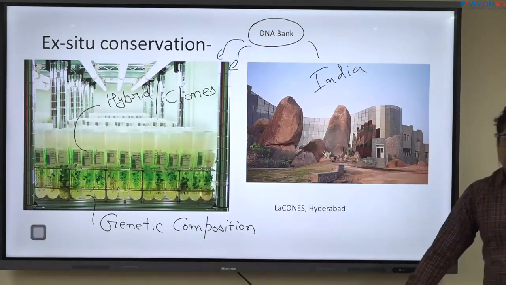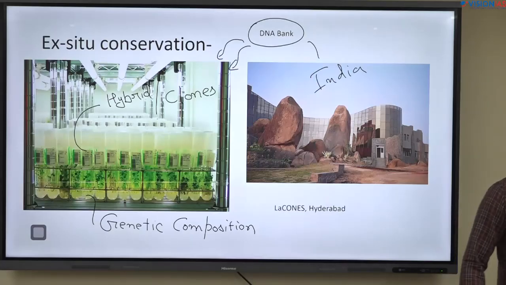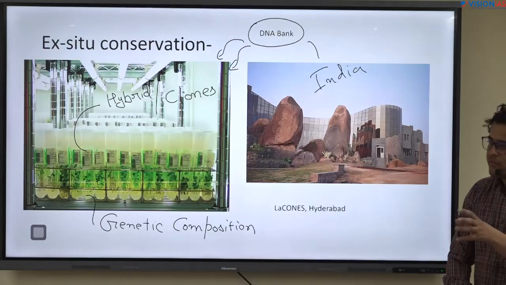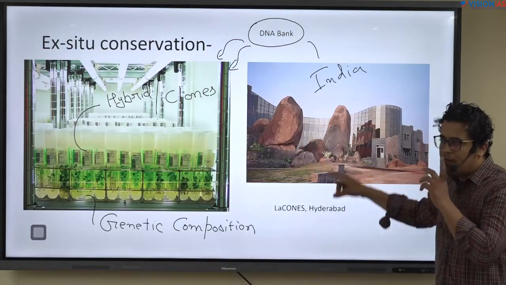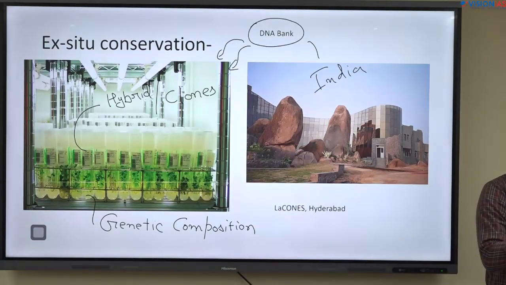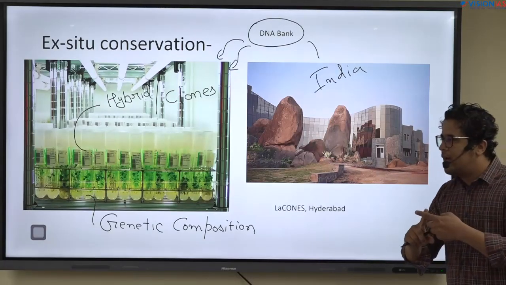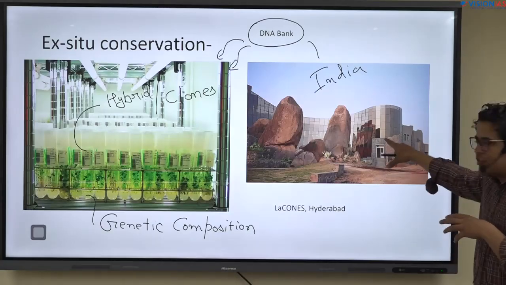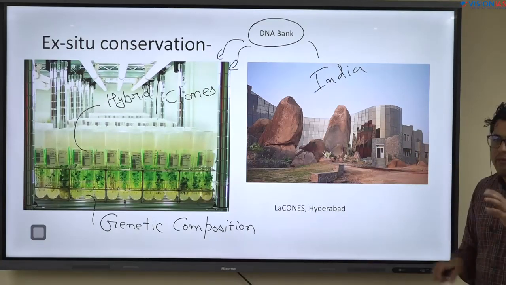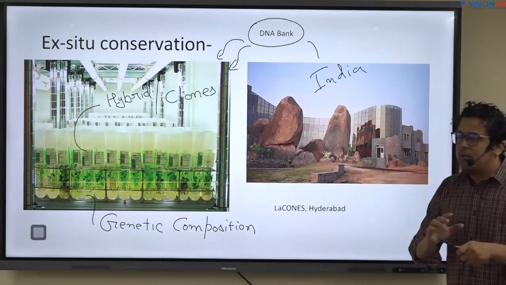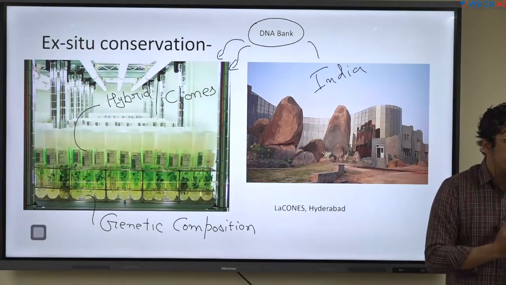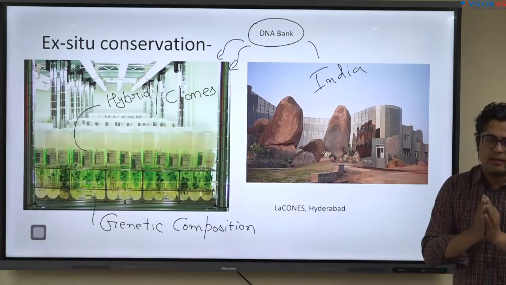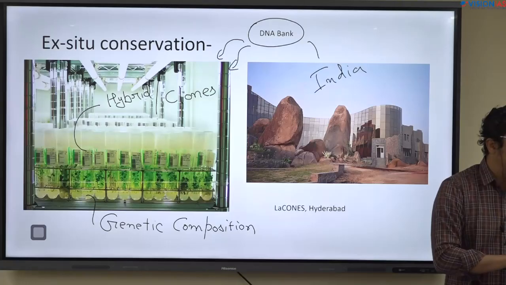So what is happening in LaCONES? DNA of most of the rare species has been stored here. DNA of most of the rare species of India: tiger, lion, elephant, great Indian bustard, snow leopard. Their DNA or genetic material has been stored here. Why? Let's say in future, the great Indian bustard goes extinct. Very few are left, and the great Indian bustard goes extinct. No great Indian bustard left in India.